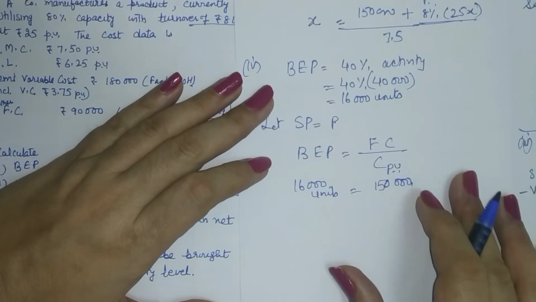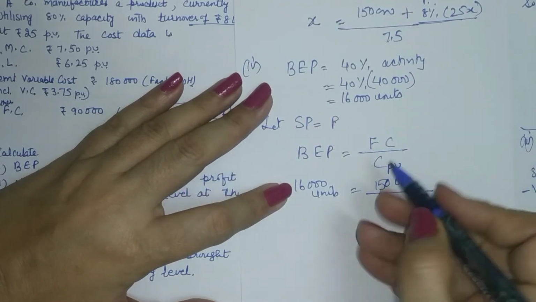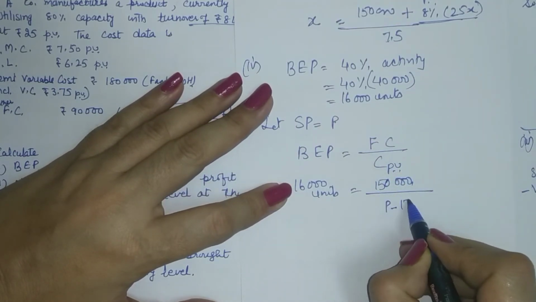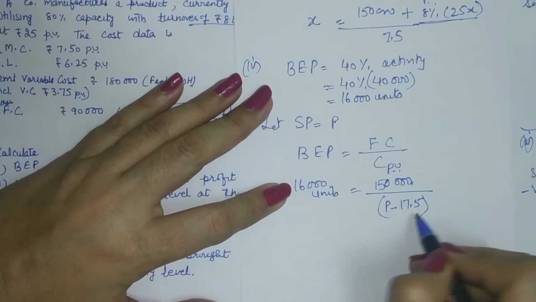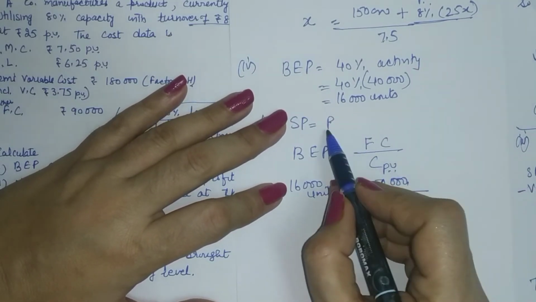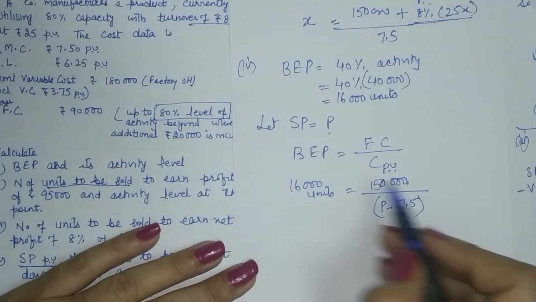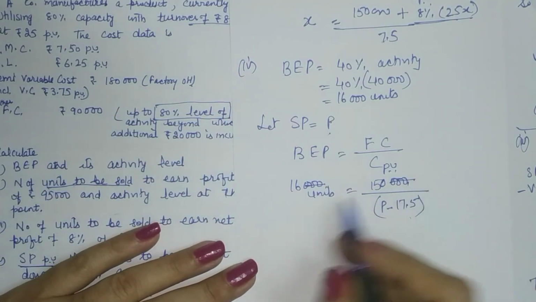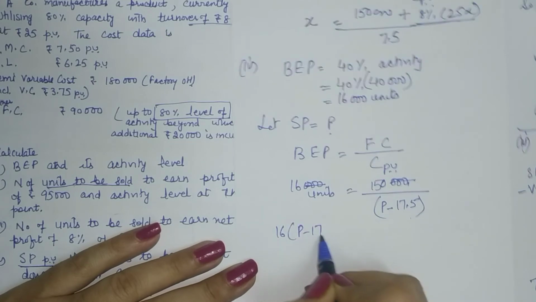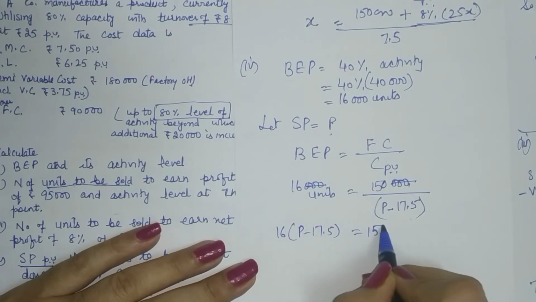Alright. Now what is contribution? Contribution will be sale minus variable cost, isn't it? Because selling price is to be calculated, variable cost is known to us. So now you solve it for this value. So 16 into P minus 17.5 is equal to 150.